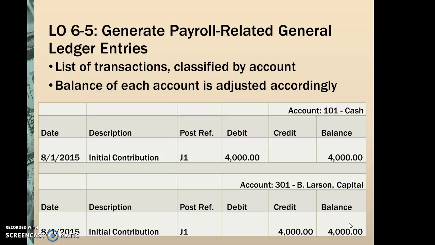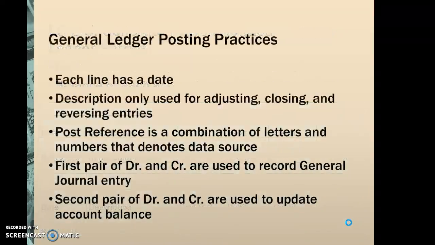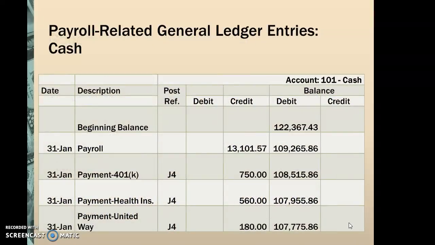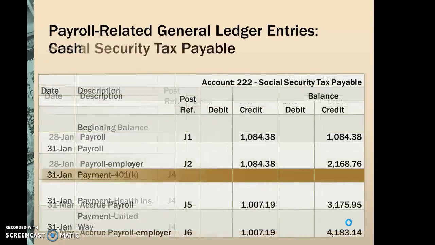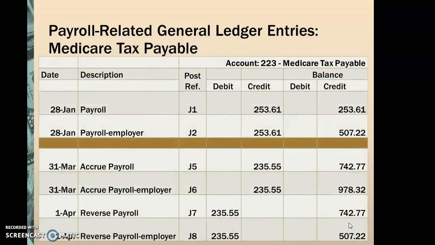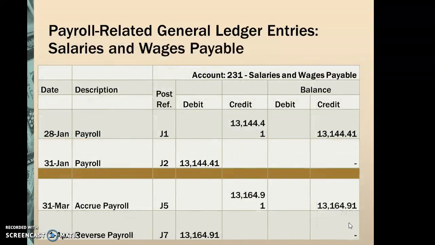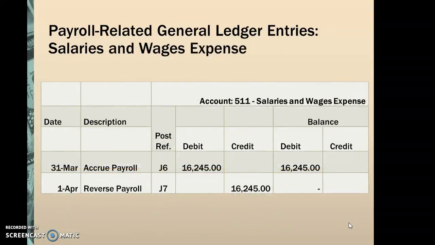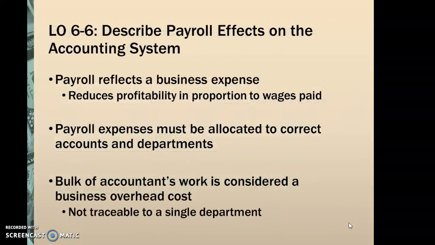All right, learning objective number 5 is just recording all the entries that we have made, is the list of transactions classified by each account, and to balance each account accordingly. As you notice, we're posting all the journal entries line by line by date in order to make sure that our general ledger does balance. Okay, and this is covered on page 214 and 215 in your book. Okay, so you're just going to basically record your debits and credits and get your ending balance.